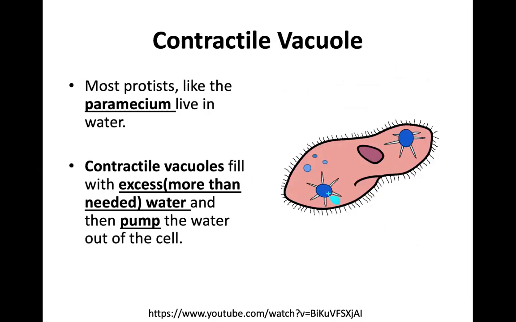So first is a contractile vacuole. This is different than the vacuole we talked about in plant and animal cells. Okay? Most protists, like the paramecium, live in water. Contractile vacuoles fill with excess water and then pump the water out of the cell. So they're used to pump out excess water.